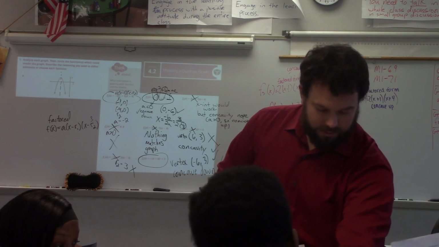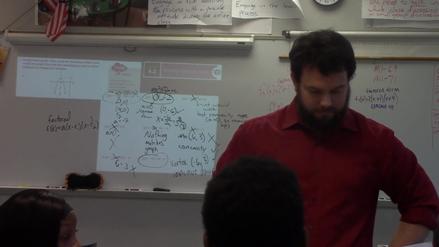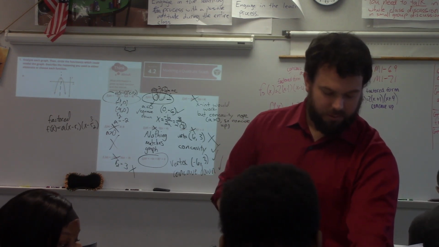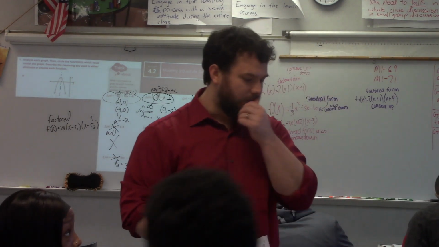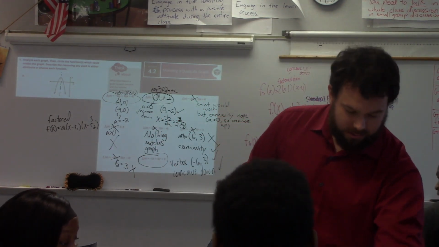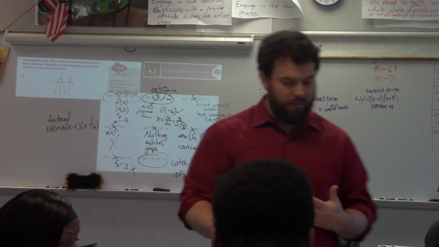So does that match this vertex form right here? y equals a times x minus h squared plus k. A times x minus 75 squared minus 92. Yeah, that's vertex form, right? So now that I know it's vertex form, I can see the vertex, the line of symmetry, and the concavity like that. So you got to identify the form.